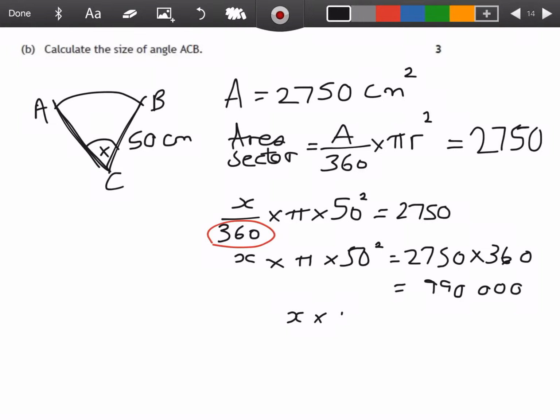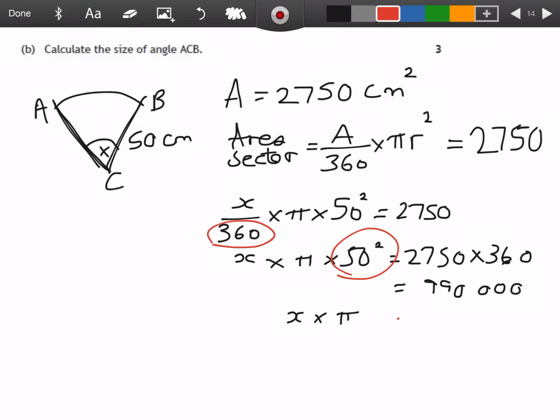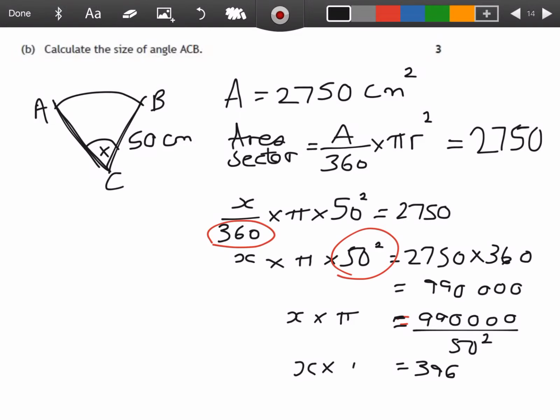Now I'm going to get rid of the 50 squared. Okay, how do we get rid of 50 squared? What's the 50 squared doing? It's multiplying on the left hand side. So to get rid of it, I'm going to do a division by 50 squared. You can work out 50 squared first if you want. So I'm going to divide that number by what 50 squared is. And I get 396. Okay, now remember that's what x times pi is equal to, 396.